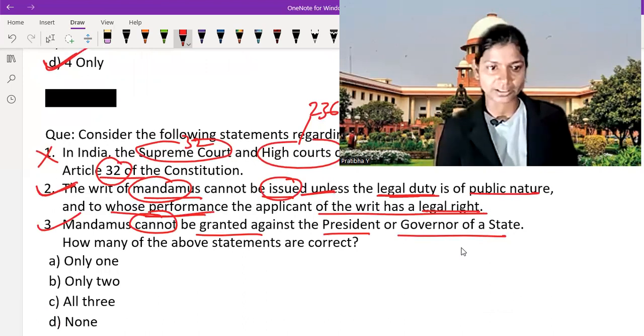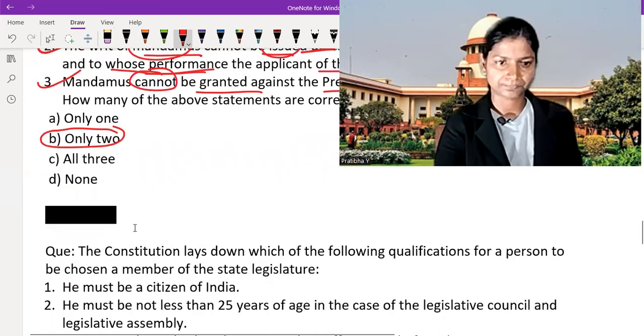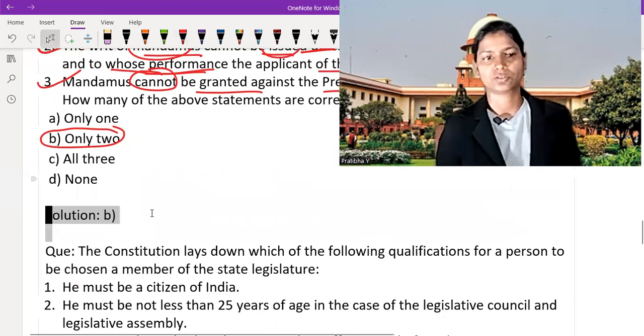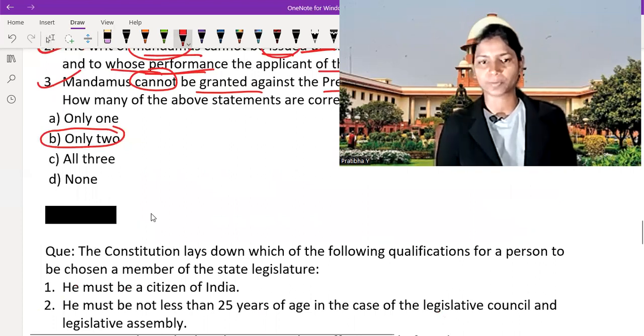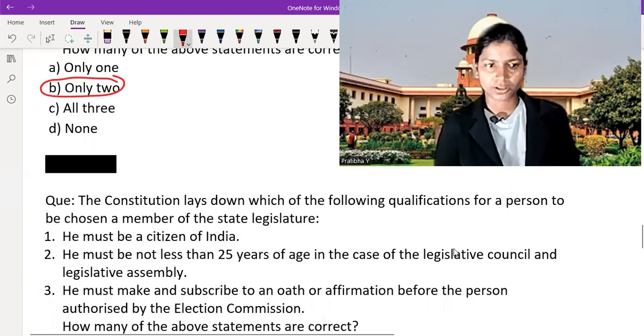So how many of the above statements are correct? 2 is correct, 3 is correct. That means 2 pair is correct. 1 is wrong. Just check we're on the right path or not. Yes. So option B is correct. That means only 2 pairs, and these 2 pairs are second and third. Now let's move on to the third question.